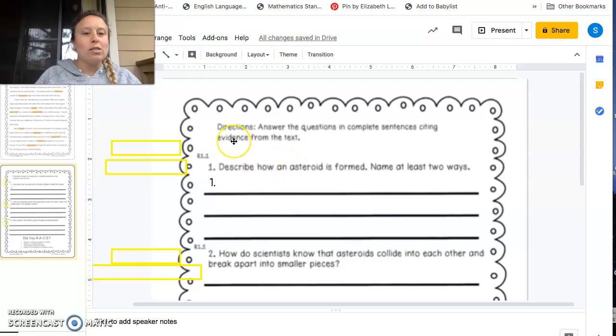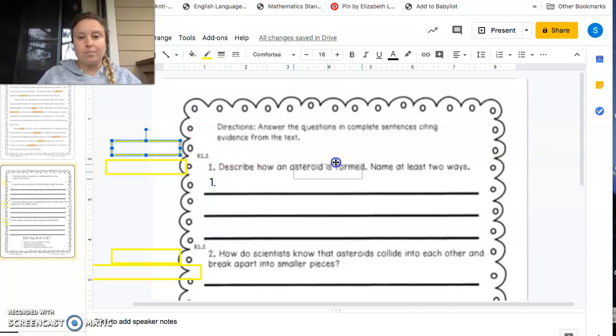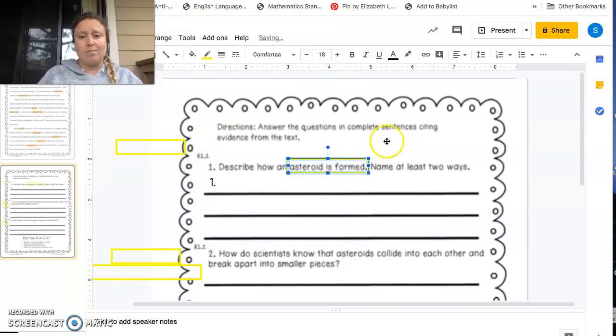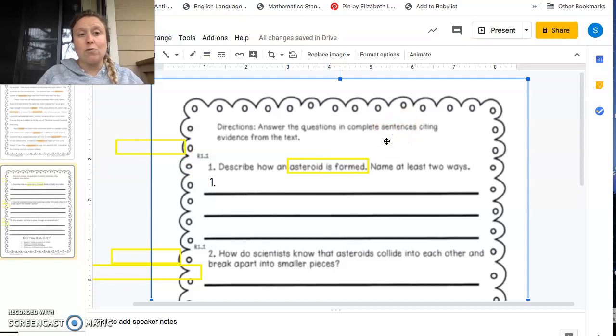All right, so the first step I want to show you here is I'm going to read the question. So this is question 1. It says, describe how an asteroid is formed. Name at least 2 ways. So one of the things that I'm going to do is I'm actually going to highlight, and I want you to do this with me, the key terms that I'm going to look for as I'm reading. So the first key term that I'm going to look for is this phrase, how an asteroid is formed.